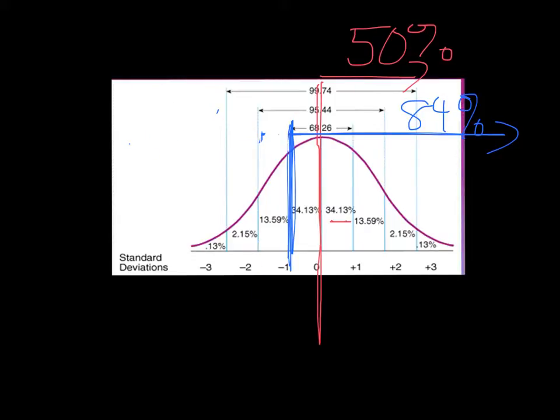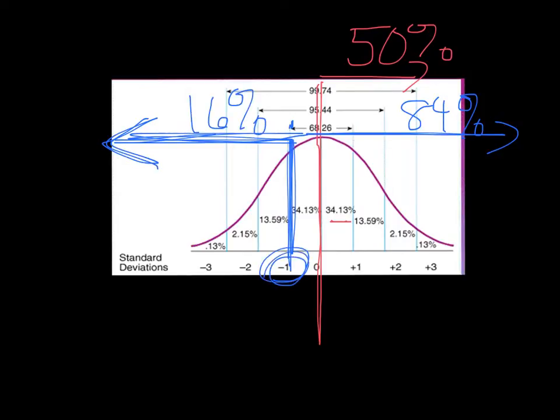Sorry about that. So reboot on that. 84% above 1 standard deviation below the mean, and 16% below 1 standard deviation less than the mean, that number right there. One less. And then what about the 2 and 3?